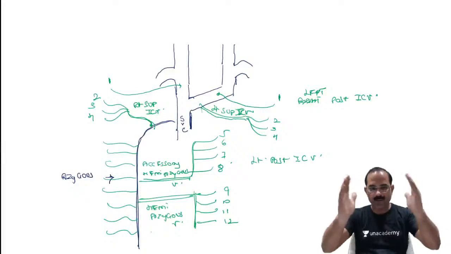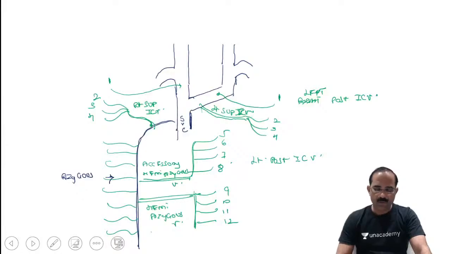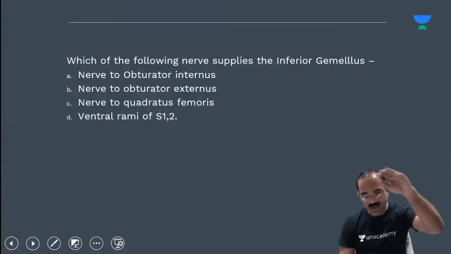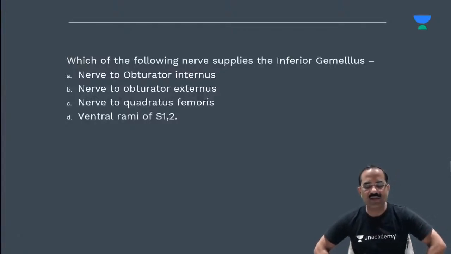This should be there. Very clear. Okay, chalo. We'll go to the next MCQ. These are very high-yield MCQs, huh? ये आएंगे. They will come in the exams. Yes, they will definitely come in the exams. These are very high-yielding MCQs.